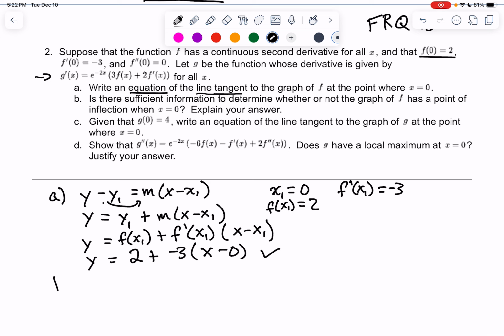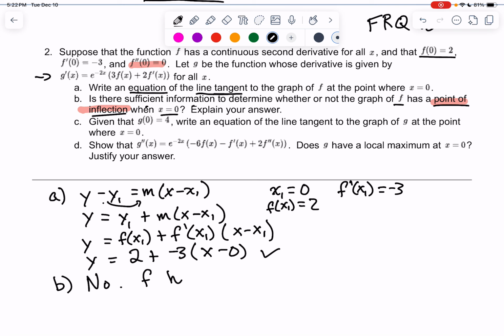Let's look at part B. For part B, it says, is there sufficient information to determine whether or not the graph of f has a point of inflection when x equals 0? Well, if we're thinking about a point of inflection, they tell us that the second derivative equals 0. But to have a point of inflection, your second derivative, f double prime, needs to change from either positive to negative or negative to positive. It's got to change that concavity one way or the other. So our answer would be no, we don't know.